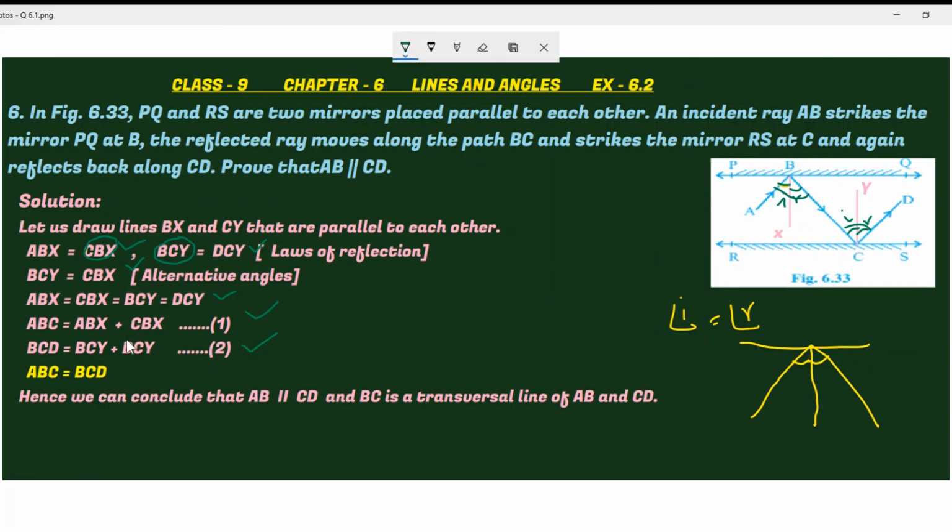But I have already told you all these angles are equal. If all the angles are equal, this is also equal. So I can equate ABC is equivalent to BCD, because these whole angles are equal. If these whole angles are equal, then I can say AB is parallel to CD, and BC is a transversal of AB and CD. Hence, we have proved AB is parallel to CD according to the laws of reflection. Thank you.